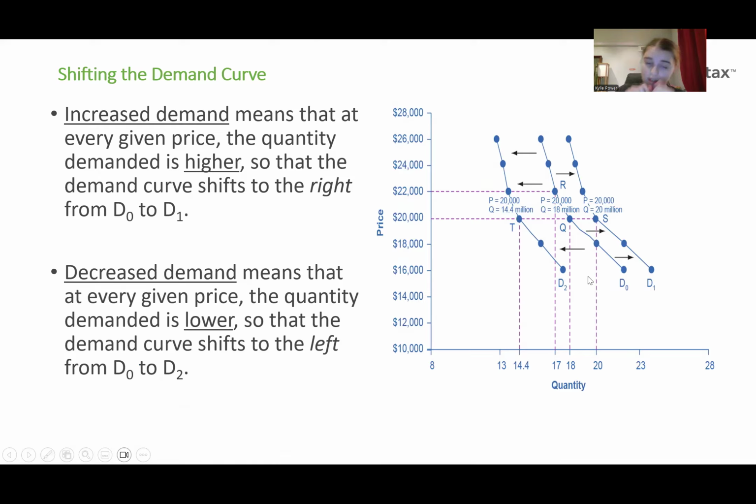If we have a decrease in demand, we're moving the other way. At that same price, there's less demand. There's less quantity demanded. And that decrease is represented by D2, and our increase in this case is represented by D1. And our original is D0.